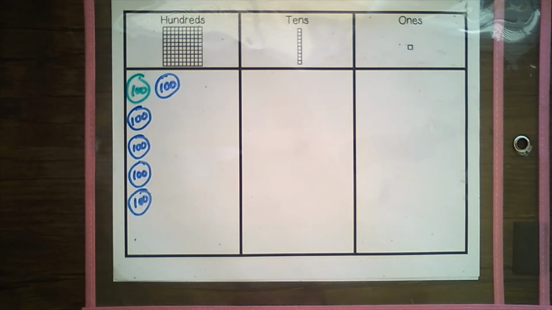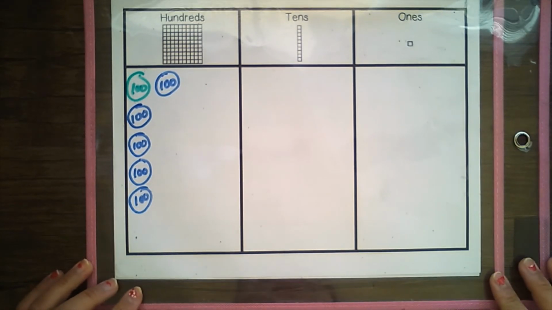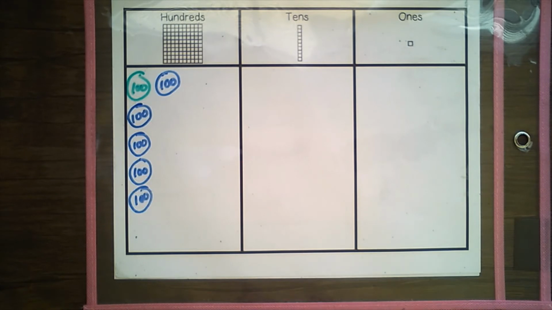Using a complete sentence, my friends. Say the number that is 100 less than 600. 100 less than 600. Take a look at our frame here. 500 is 100 less than 600. 100 less than 600 is 500.